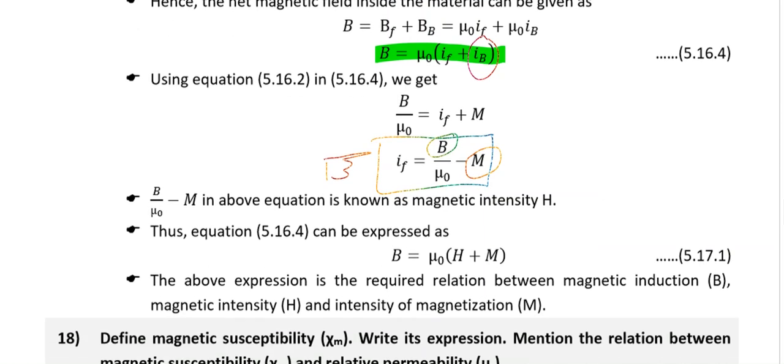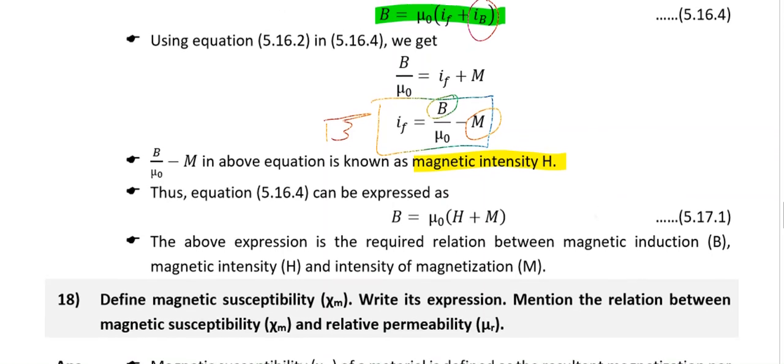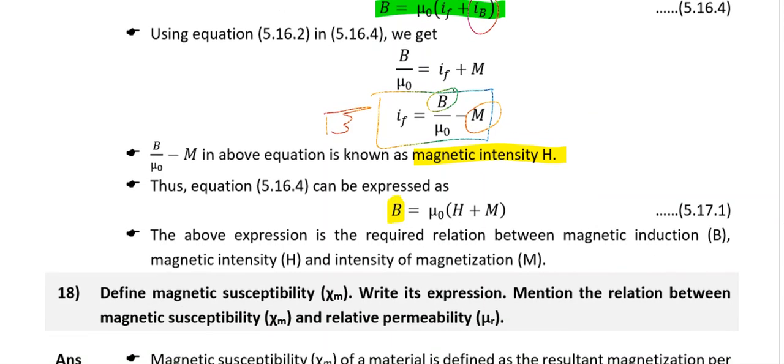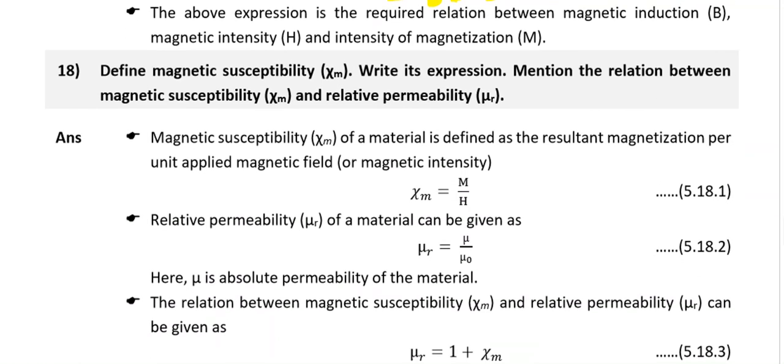So we indicate i_F as magnetic intensity denoted by H, and then you have magnetic induction B, which is equal to mu 0 times H plus M. That is the relation of magnetic induction with magnetic intensity and intensity of magnetization. Then you have a small definition, magnetic susceptibility, which is defined as M by H. What is M? How many dipoles are aligned per unit volume. That is magnetization. What is H? The applied magnetic field.